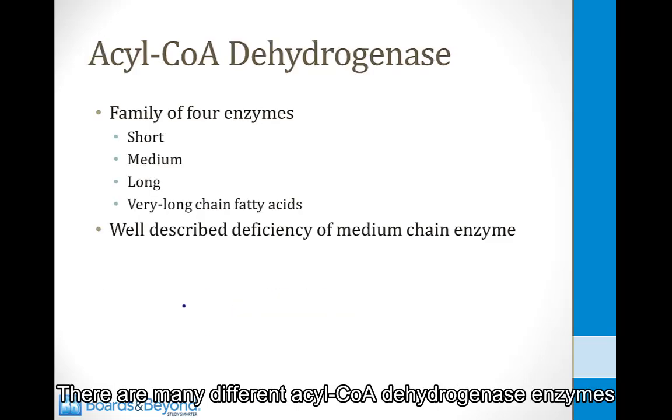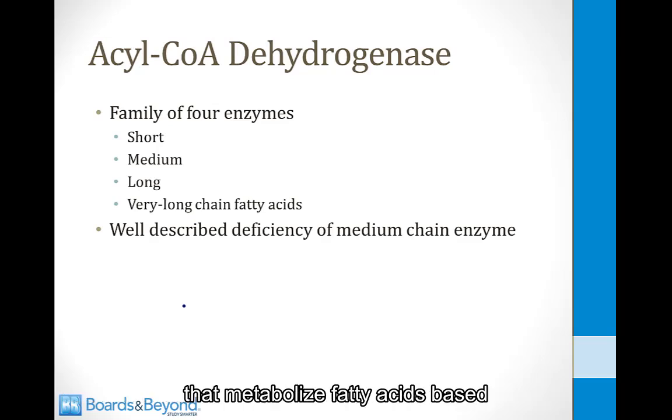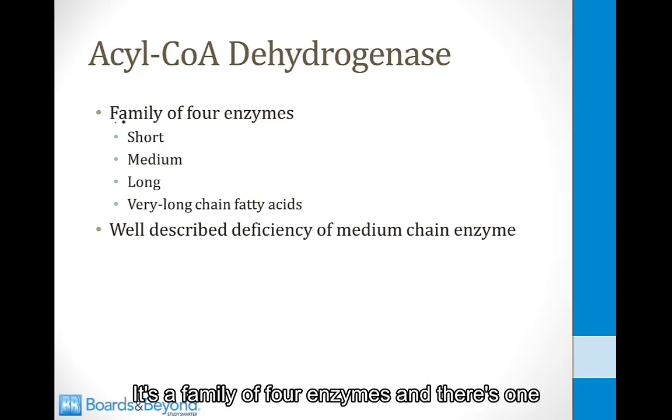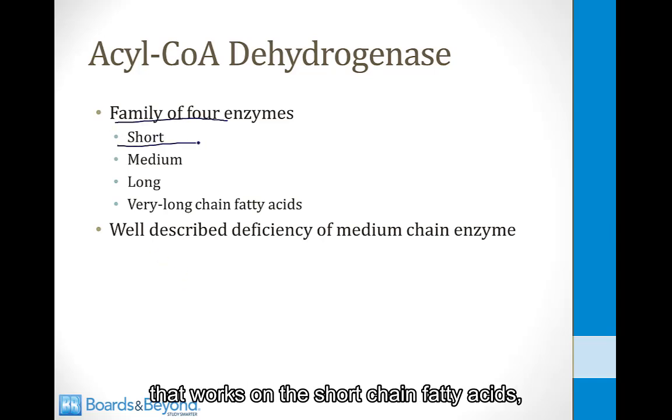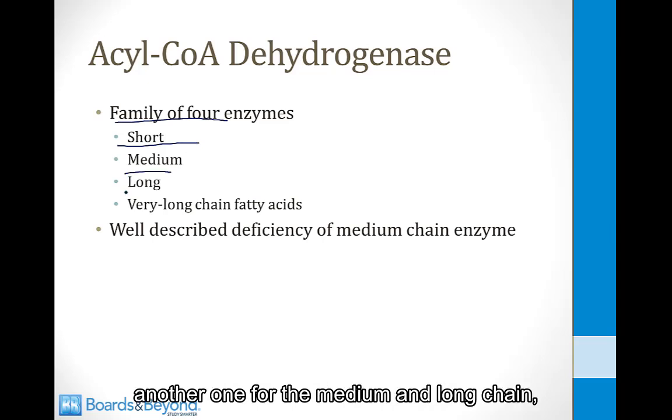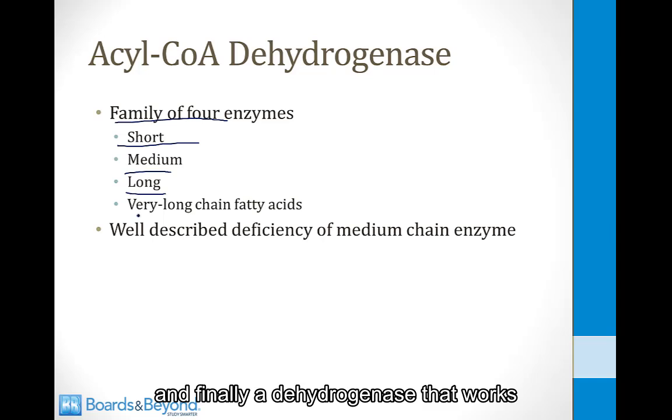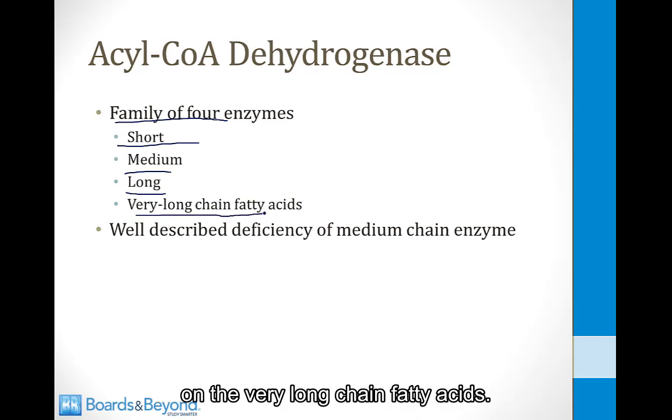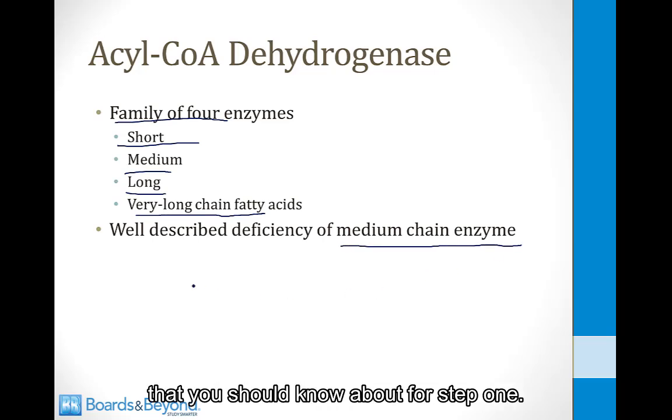There are many different acyl-CoA dehydrogenase enzymes that metabolize fatty acids based on the length of their chain. It's a family of 4 enzymes, and there's one that works on the short chain fatty acids, another one for the medium and long chain, and then finally a dehydrogenase that works on the very long chain fatty acids. And there's a well-described deficiency of the medium chain enzyme that you should know about for step 1.